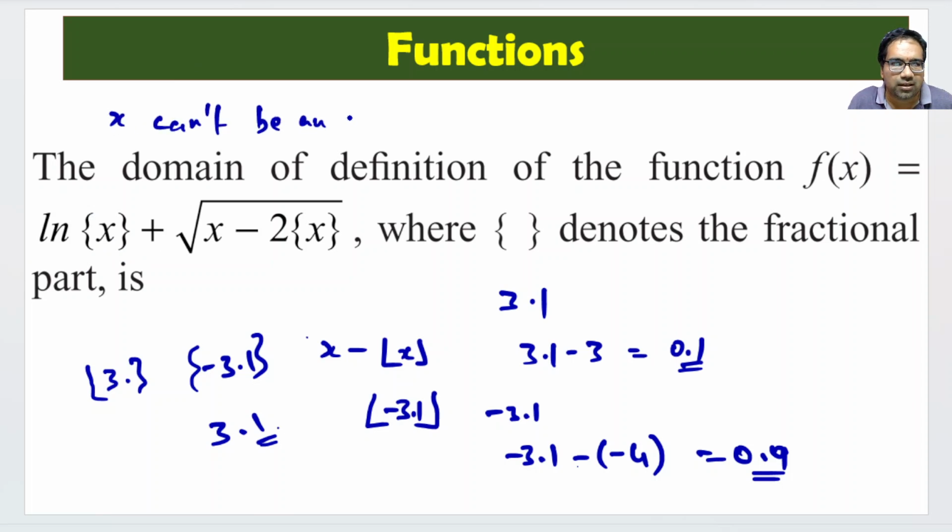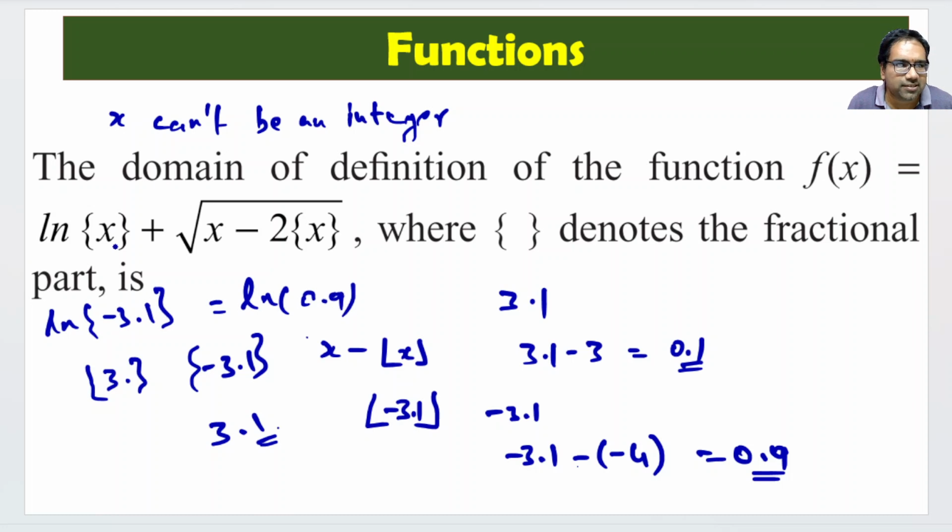Here, ln of the fractional part of x does not mean x has to be positive. In this case, x can be negative. For example, ln of the fractional part of minus 3.1 is equal to ln of 0.9. So as per this, x can be negative. The only thing is, x can't be an integer. In the first part, x can't be an integer.